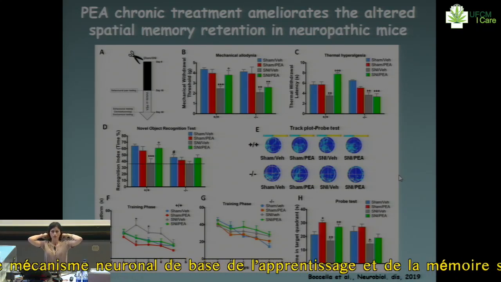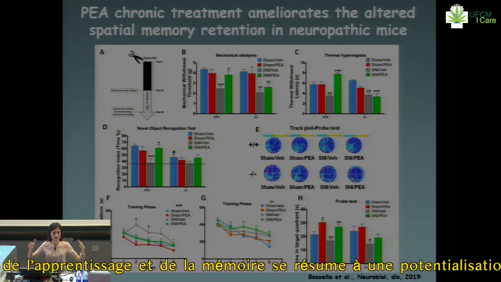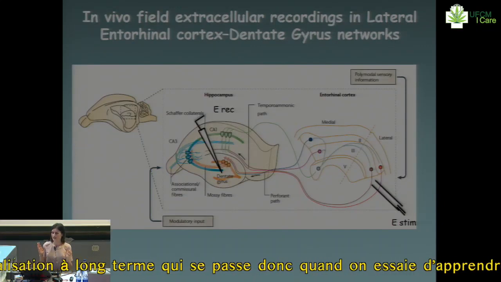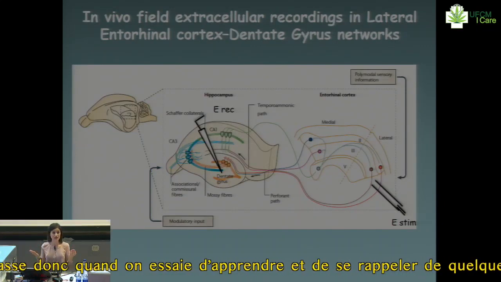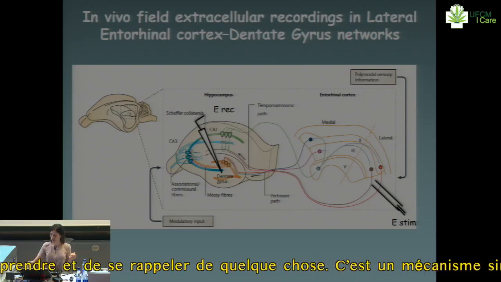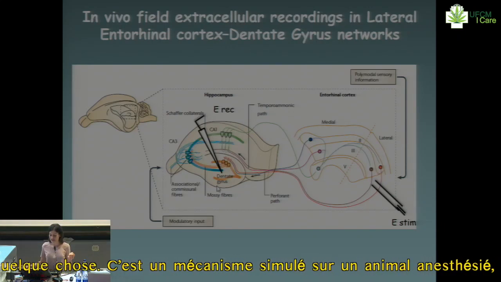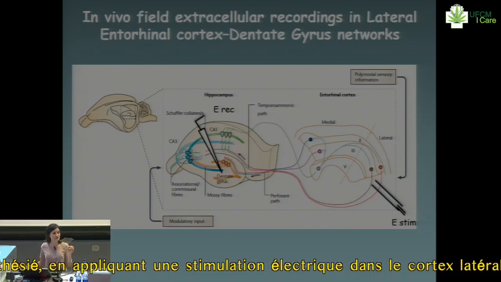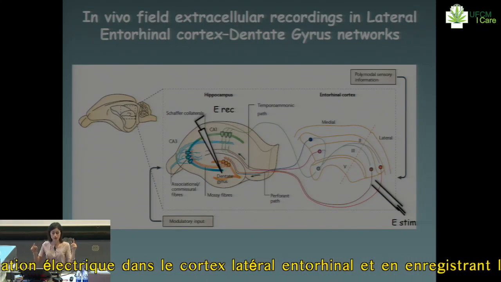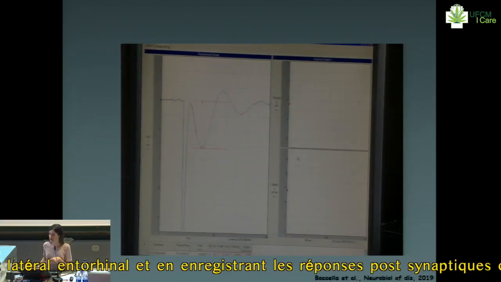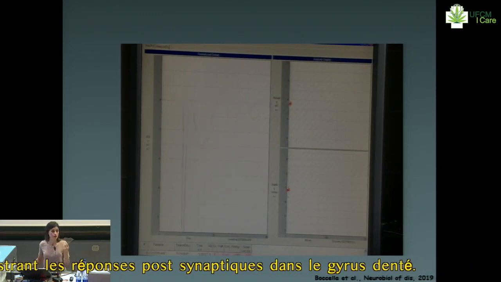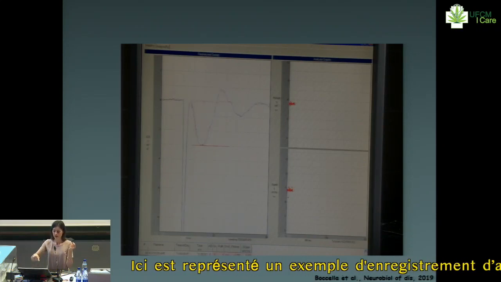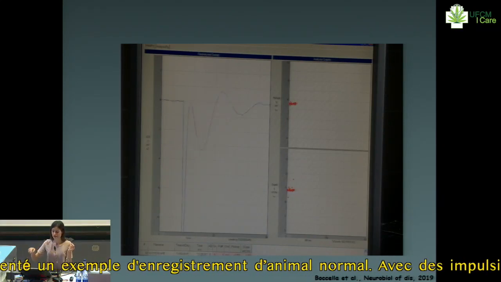So this is what happens when we try to learn and remember something. It's a mechanism that I simulated in anesthetized animals by applying electrical stimulation into the lateral entorhinal cortex and recording the excitatory postsynaptic field responses into the dentate gyrus. So I analyzed the pathway. And if we look at the recording, this is an example of a recording in a normal animal. After we apply a single pulse, we get a basal response in the dentate gyrus.